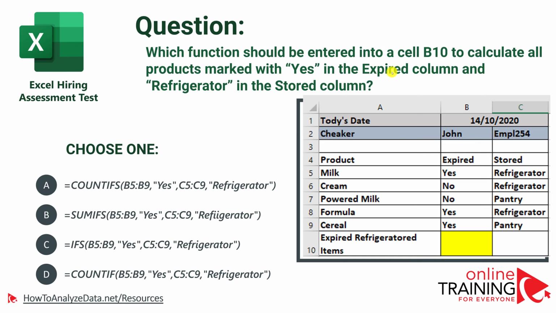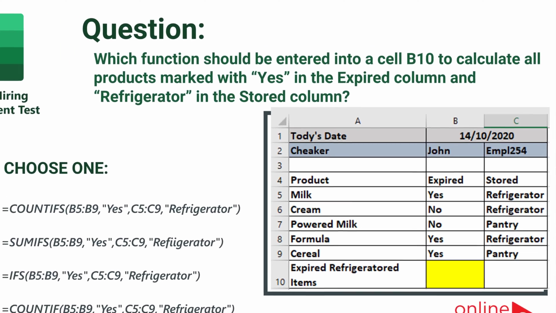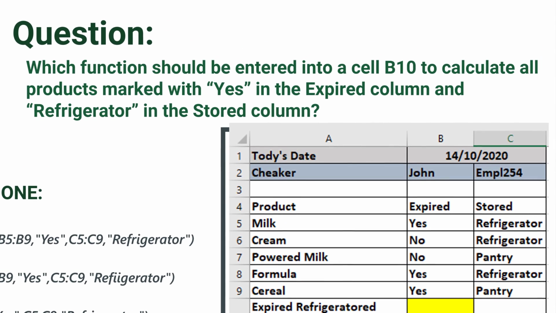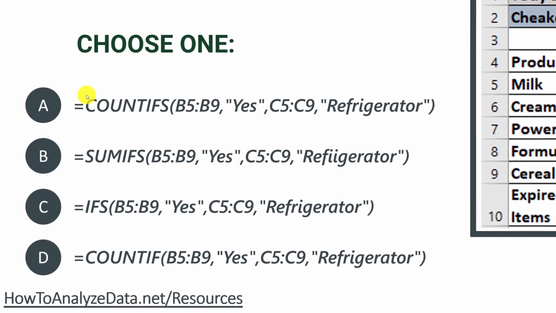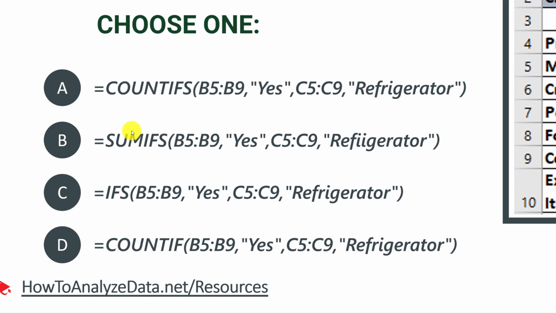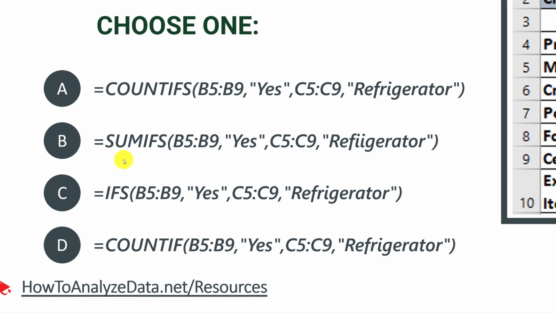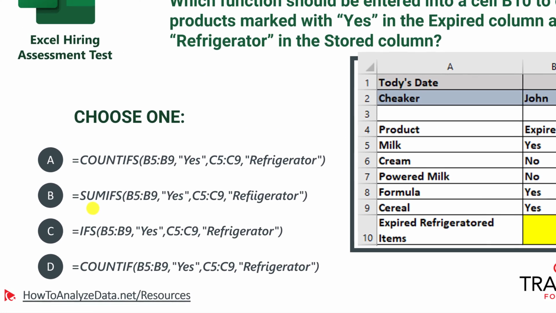Now it is always a good idea to reread the question, just to make sure you understand what is being asked. And when you reread the question, you might notice that you're being asked to calculate all products. But what does it mean, all products? Does it mean count of all products? Does it mean sum of all products? Or does it mean that they're asking you to return just the range of products with all the data associated with the product?